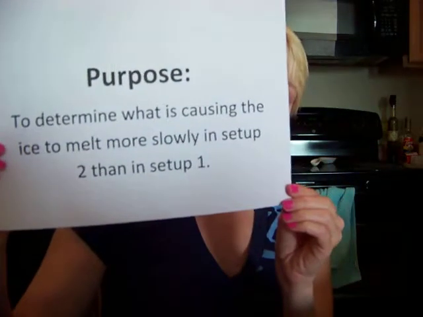Now, your purpose today: I added an ice cube to each. And what was very interesting is that the ice cube in setup 2 melted slower than the ice cube in setup 1. This doesn't make sense to me because on cold days we use salt to melt ice. So shouldn't this one have melted more quickly? So our purpose today is to determine what is causing the ice cube to melt more slowly in setup 2 than in setup 1. Go ahead and pause and write the purpose.